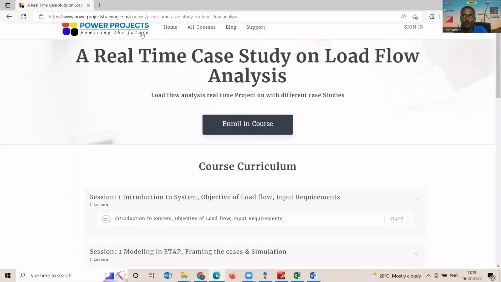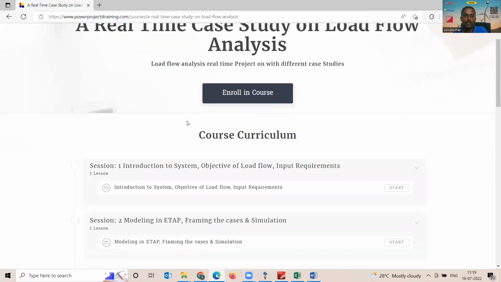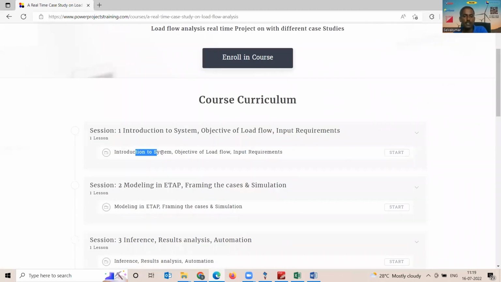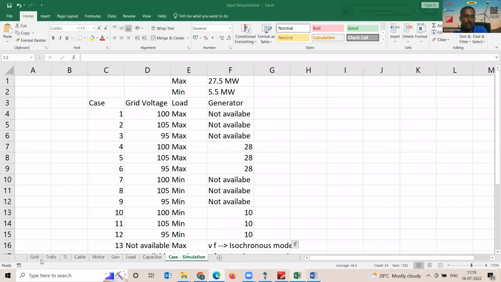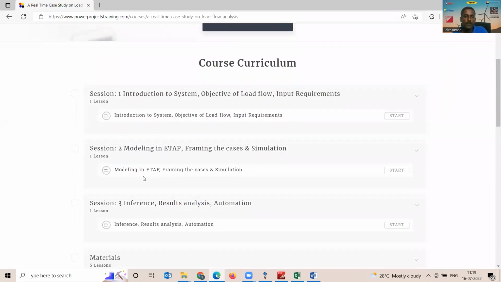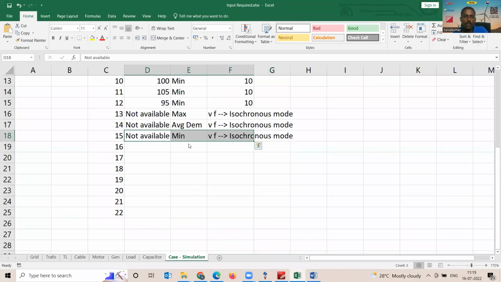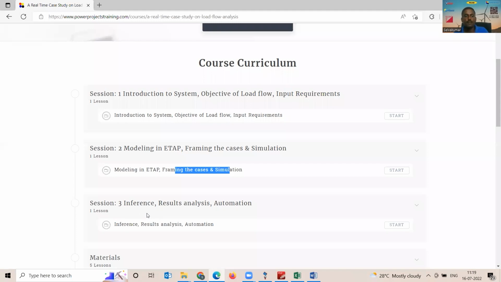This is a course. What are the things we have done? We have done a detailed introduction of the system and the objective of the load flow. We have framed the input requirements along the session, the same Excel of grid, transformer, transmission line, the information needed to optimize our system. Then modeling in ETAP, framing the different cases and the simulations. That's where we have framed these 15 cases. Then running the simulation, making the inferences, results analysis, and some automation in ETAP.